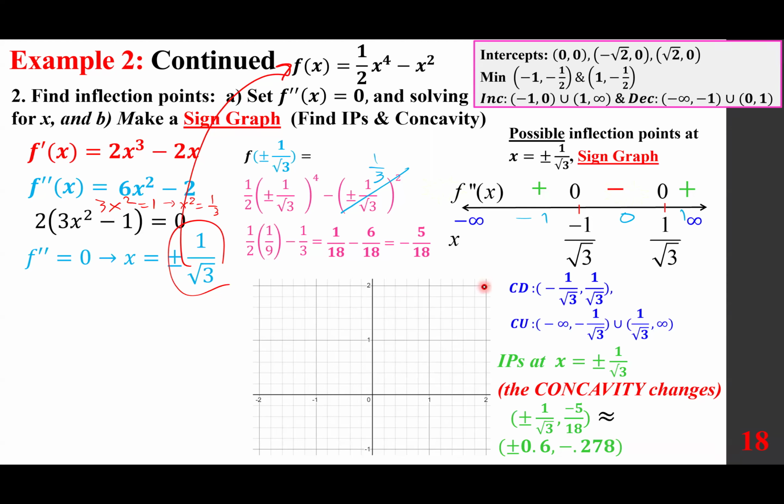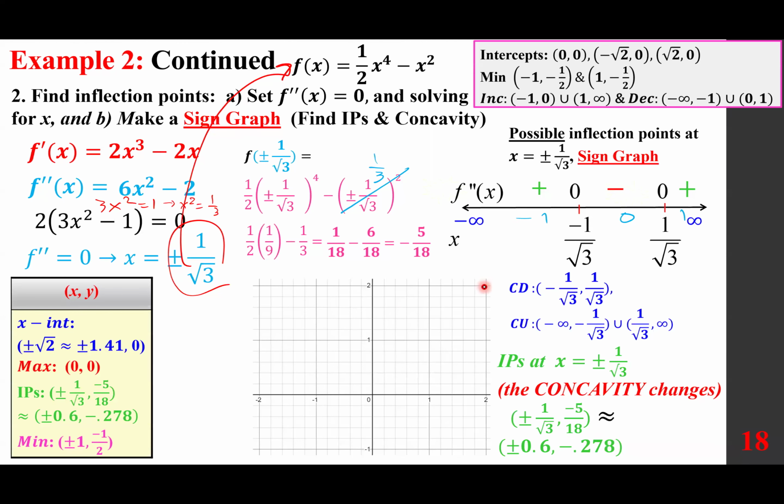So I'm going to summarize everything we found, like x-intercepts, max, IPs, minimum, in a table, so it will help me locate everything I need for the graph.